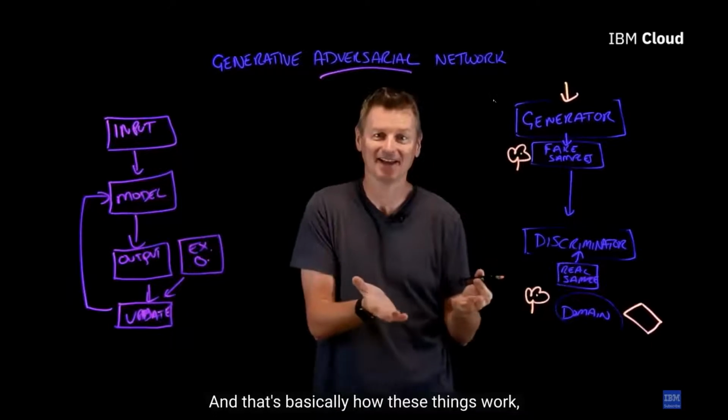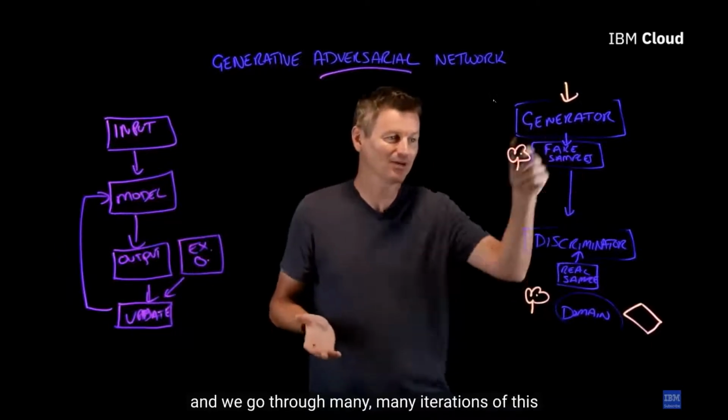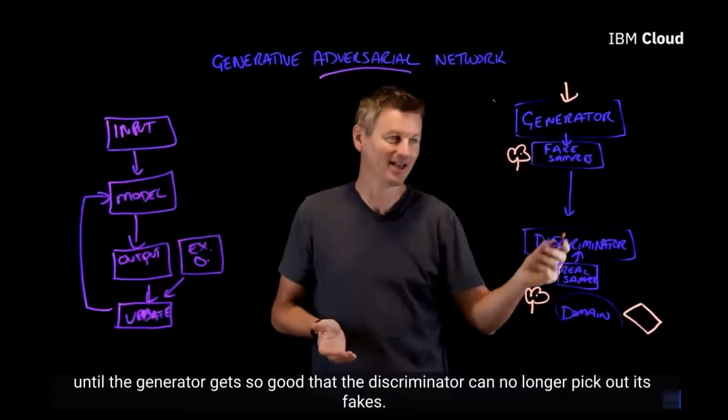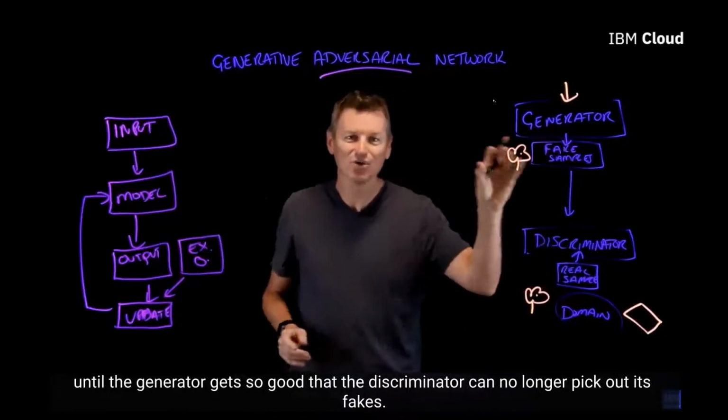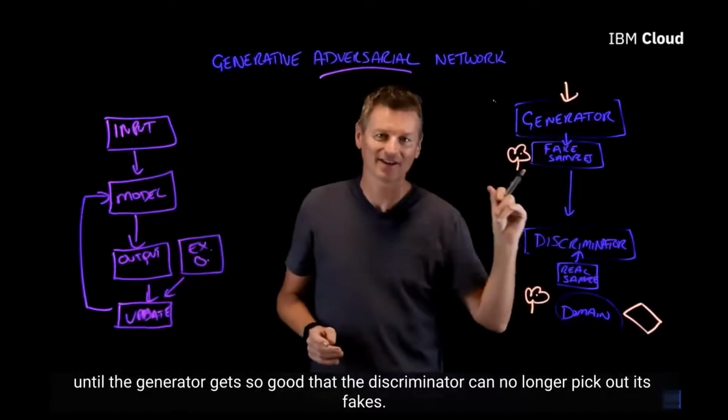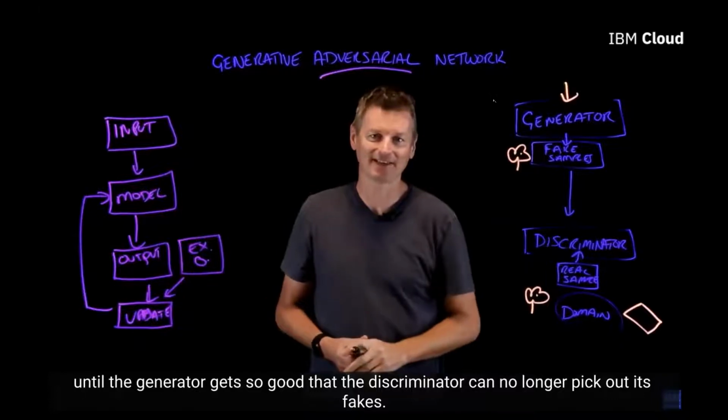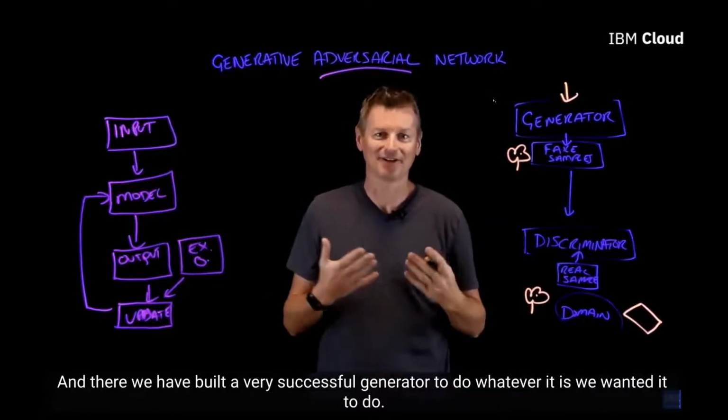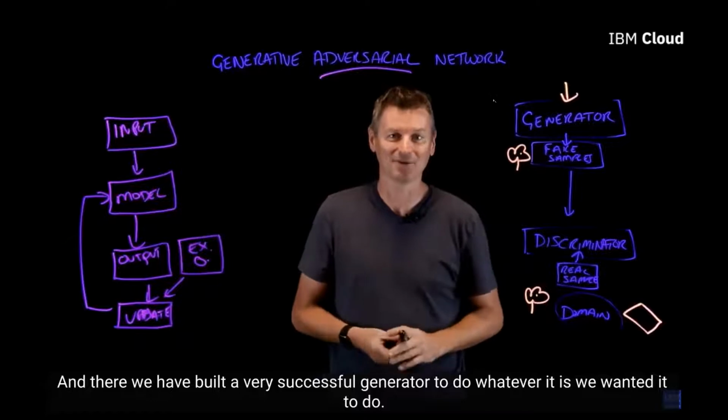And that's basically how these things work. And we go through many, many iterations of this until the generator gets so good that the discriminator can no longer pick out its fakes. And there we have built a very successful generator to do whatever it is we wanted it to do.